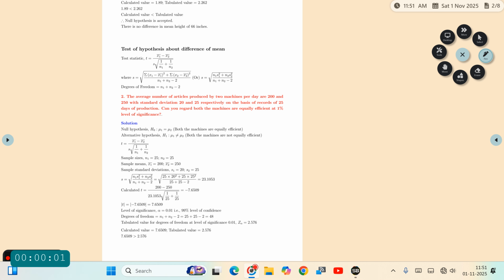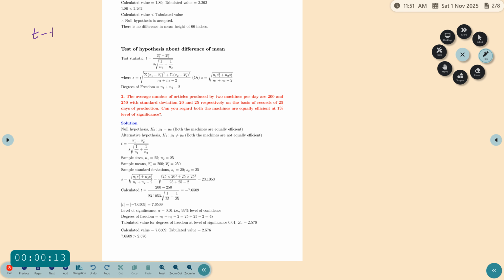Good morning, everyone. In the last lecture, we have seen the testing of hypothesis for single mean using t-test. For small samples, we use the t-test. This is based on mean, meaning average.